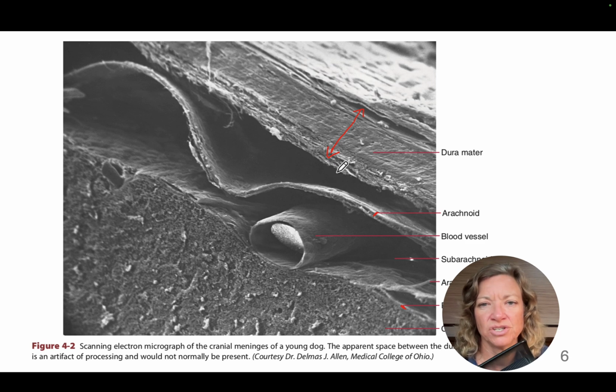So the space between the dura and the arachnoid in this section, we would describe in vivo as a potential space, whereas the subarachnoid space, of course, is a physiological or a real space. So make sure you're making that distinction. This is one of the blood vessels supplying the cerebral cortex, so that big vessel, and you can see how it resides within the subarachnoid space.